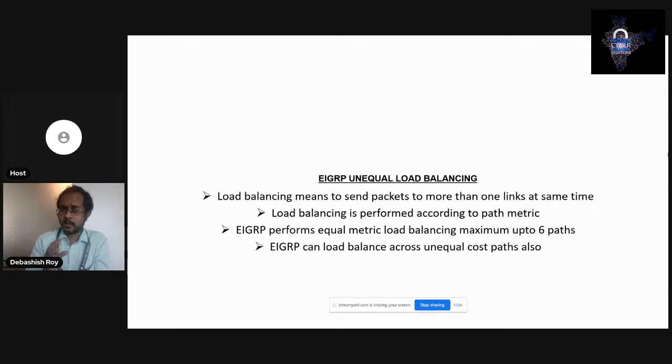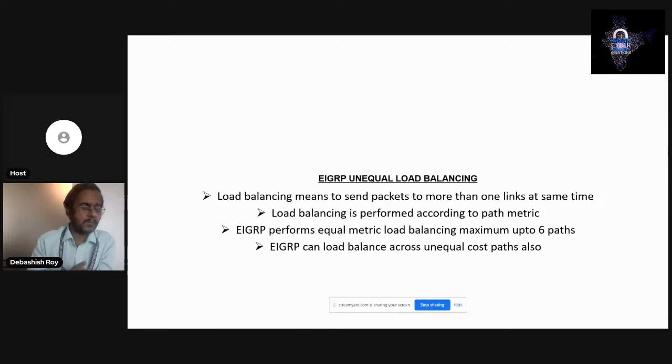Now, load balancing, how is it performed? Load balancing is performed according to the path metric. So we know that every routing protocol, say EIGRP or OSPF or previously RIP, BGP, everybody follows some path metric to calculate the best path. So load balancing is definitely done according to the path metrics.